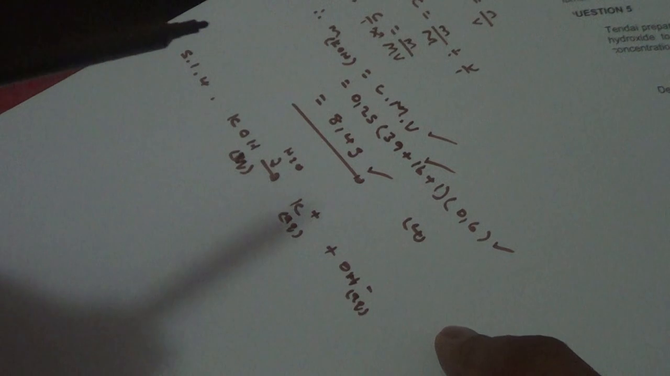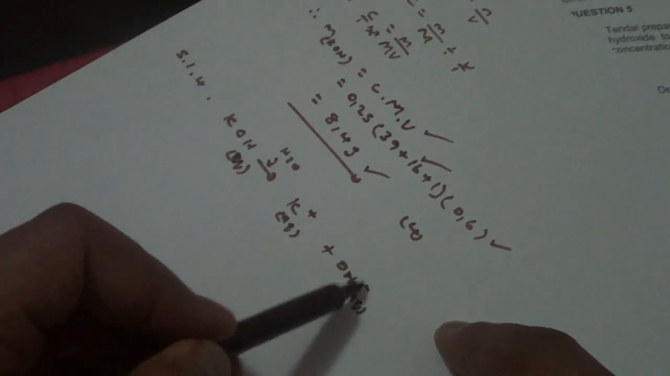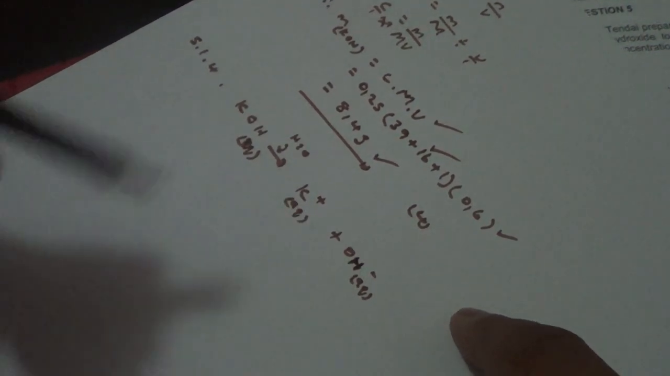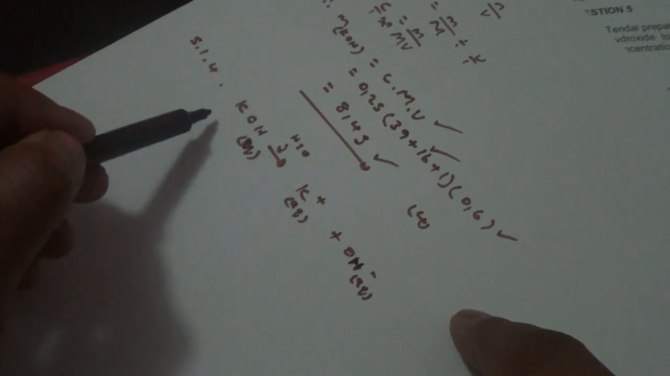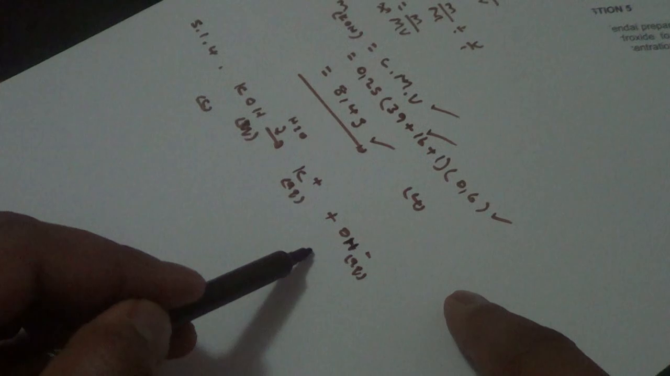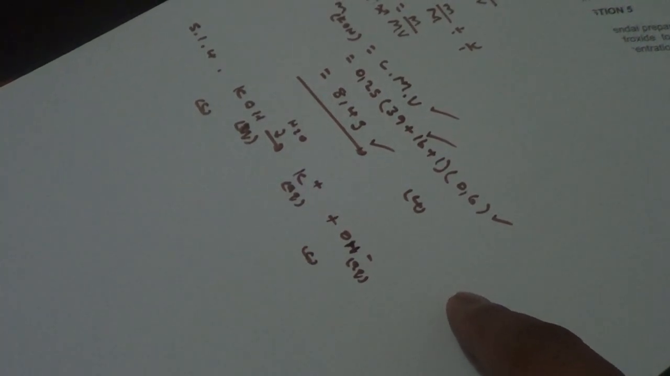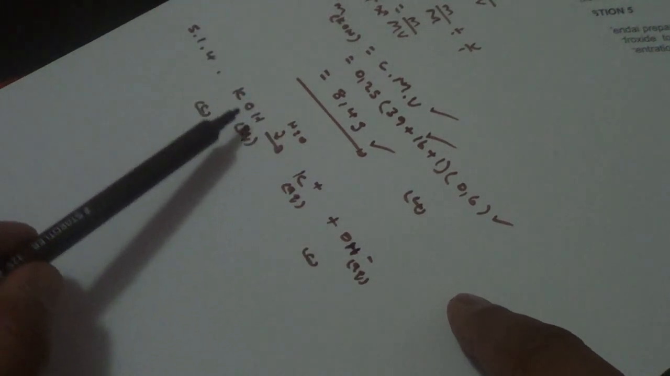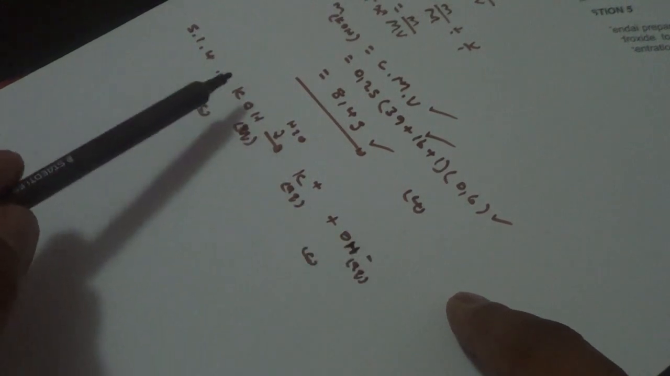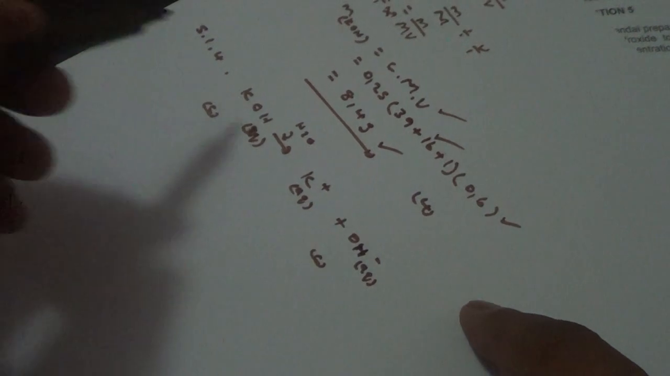Now, what do we know? We have a one-to-one relationship between the potassium hydroxide and the hydroxyl ion. So this means the concentration of the potassium hydroxide will be the same as the concentration of the hydroxyl ions. Why? Because it is a strong base. It dissociates completely in water to give an exact amount of concentration of the hydroxide ions.